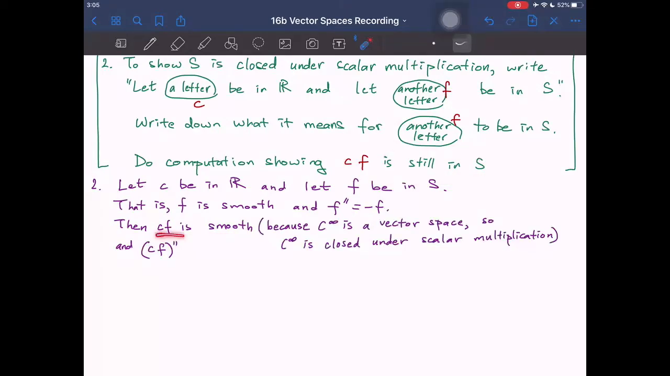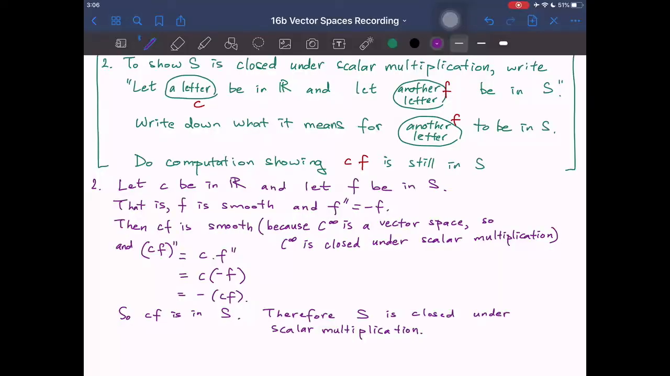C times F is smooth because C infinity is a vector space, so C infinity is closed under scalar multiplication. Let me write down C times F double prime. Here it says that F double prime is equal to negative F, so this is equal to the negative of C times F. So C times F is in our subset S. Therefore, S is closed under scalar multiplication. Hence, S is a subspace of C infinity.